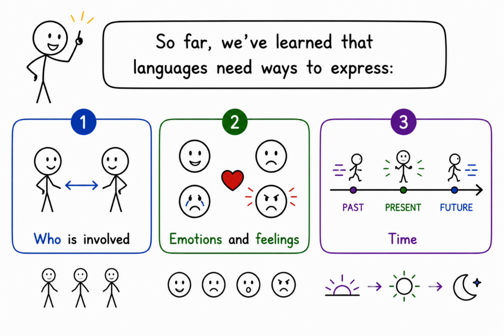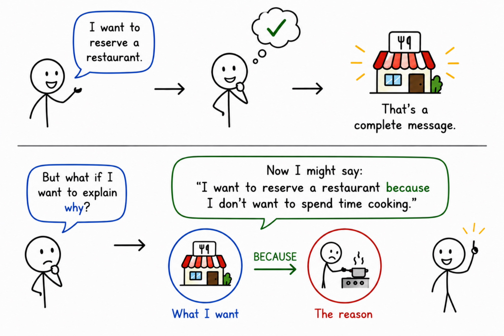But in real life, we rarely communicate just one simple idea. Most conversations contain multiple ideas that are connected together. For example, I could say, I want to reserve a restaurant. That's a complete message. But what if I want to explain why? Now I might say, I want to reserve a restaurant because I don't want to spend time cooking. Notice that there are actually two separate ideas here. 1. I want to reserve a restaurant. 2. I don't want to spend time cooking.